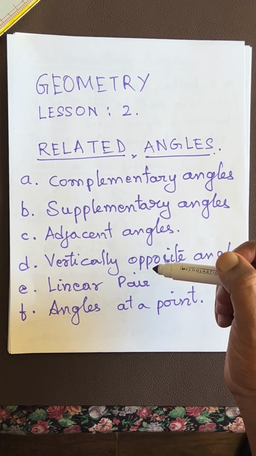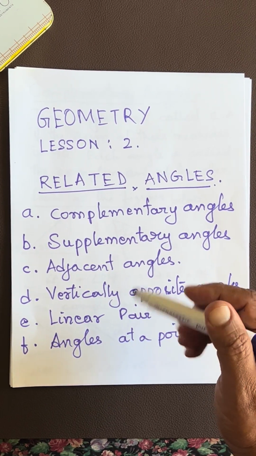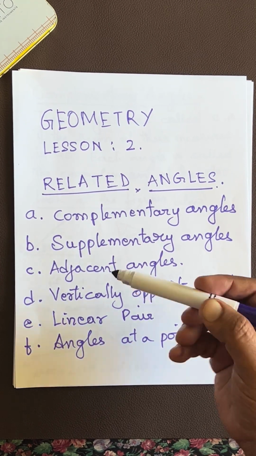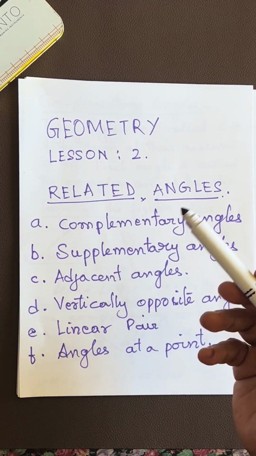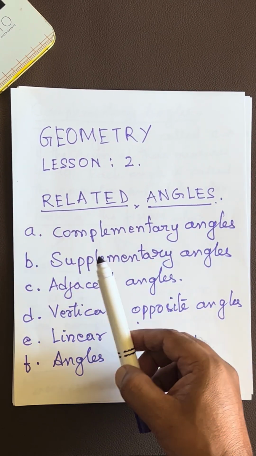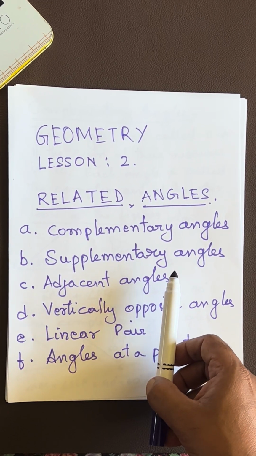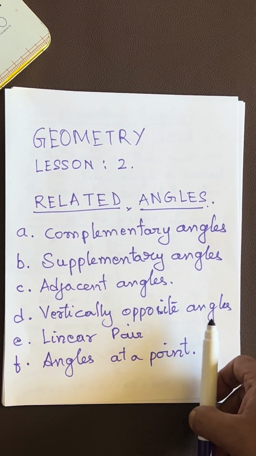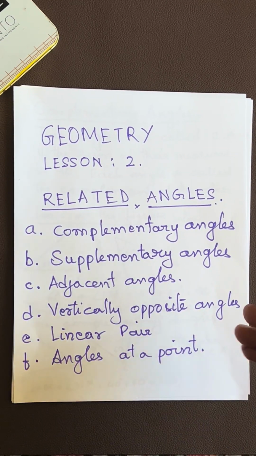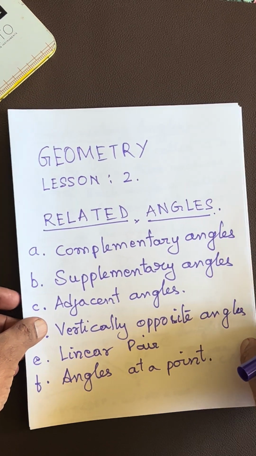Today we learn about the angles. Yesterday we learned about the lines and the description. So there are six types of related angles. The first one is complementary angles, supplementary angles, adjacent angles, vertically opposite angles, linear pair, and angles at a point. So we will go into details about these types of angles.